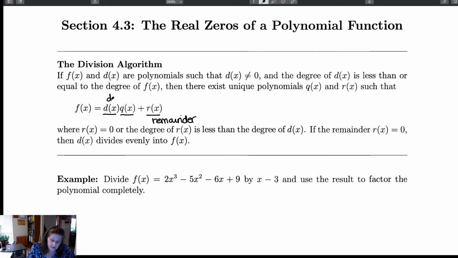d of x is our divisor, q of x is our quotient. If r of x is equal to 0, then that means the function d of x, the divisor, divides evenly into our function f of x. And we're going to go through and practice some division today.